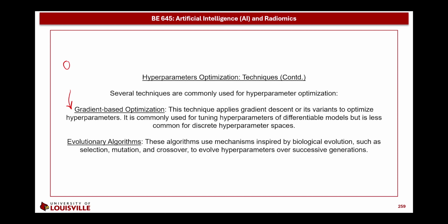So if we have a discrete number of instances, for example, for the oversampling technique, we cannot use gradient descent or gradient-based optimization. Evolutionary algorithms use mechanisms inspired by biological evolution, such as selection, mutation, and crossover, for example, using genetic algorithms to evolve hyperparameters over successive generations. There are many studies and projects built on using evolutionary algorithms for hyperparameter tuning.